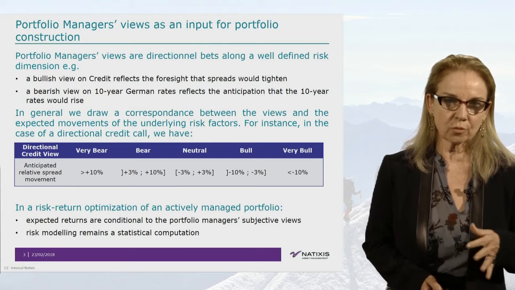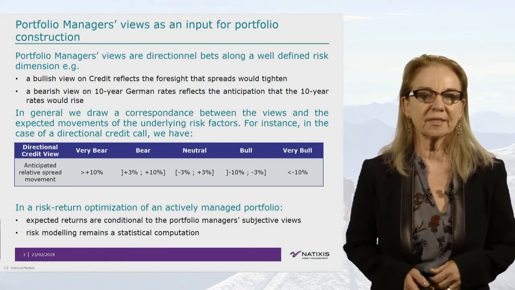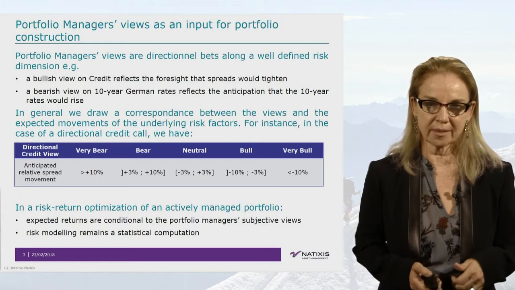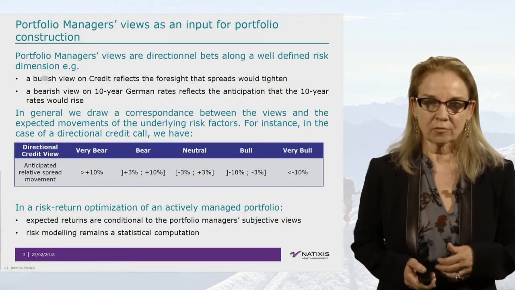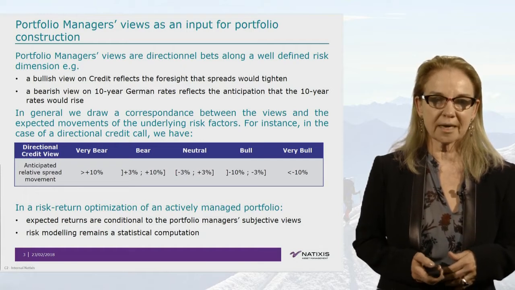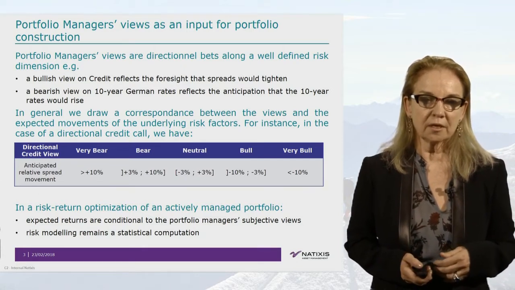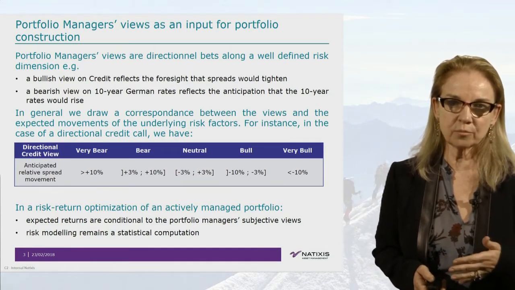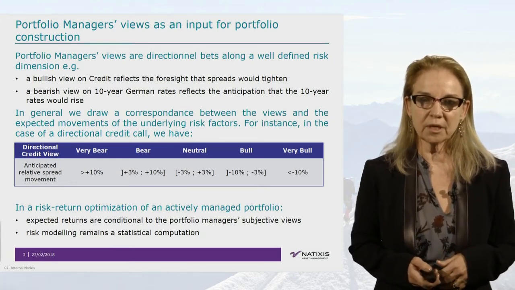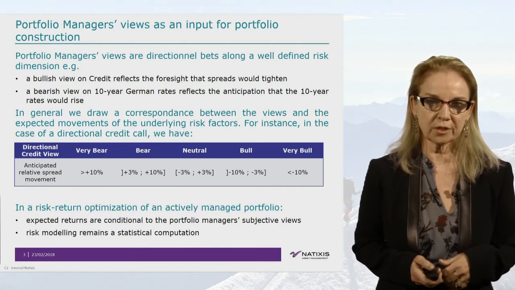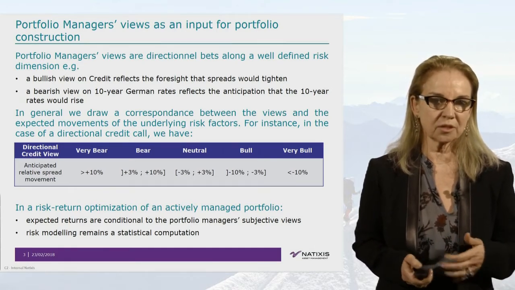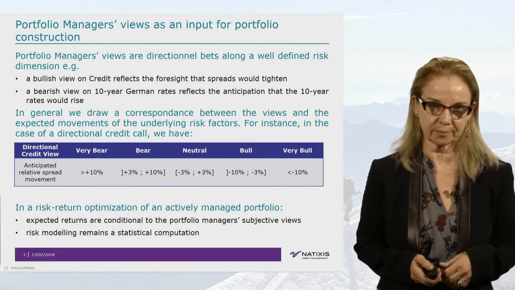In general, we draw a correspondence between the views and the expected movements of the underlying risk factors or the underlying asset prices. For instance, in the case of a directional credit call, we have this type of correspondence. If we are very bullish on the directional credit view, it could mean that we think that the spread will decrease more than minus 10% in the next month. This is the type of correspondence we have.